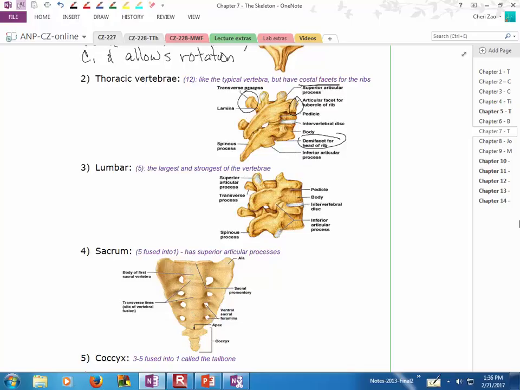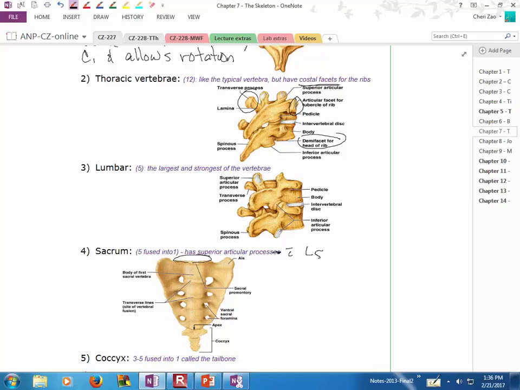Now let's go to the sacrum. It is 5 vertebrae that have been fused into one and has a superior articular process. It shouldn't say processes, it should say process, because it's referring to this area up here, because it's going to articulate with L5 for the standard lumbar vertebrae number.